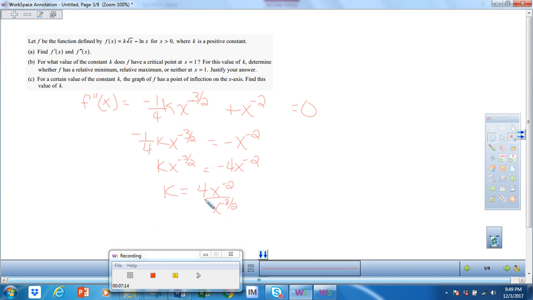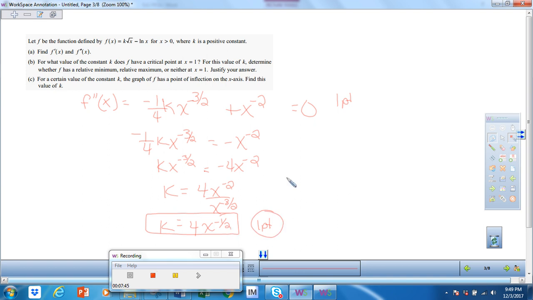Okay? So simplifying this, I get 4. This is negative 3/2. When it comes up to the top, it becomes positive. I can look at this as 4/2. So that's going to give me x to the negative 1/2. So k is equal to 4x to the negative 1/2. You got a point for setting this equal to 0, and you got a point for finding this term.